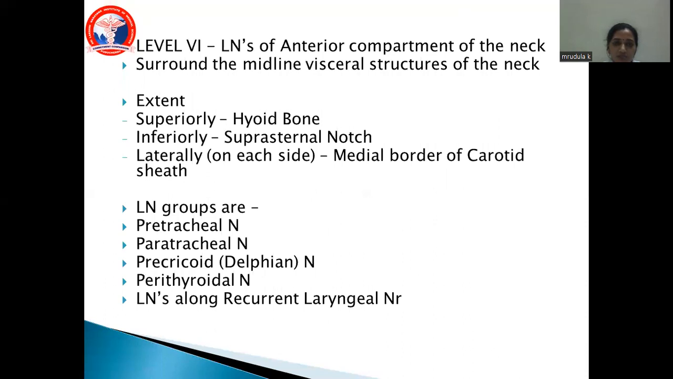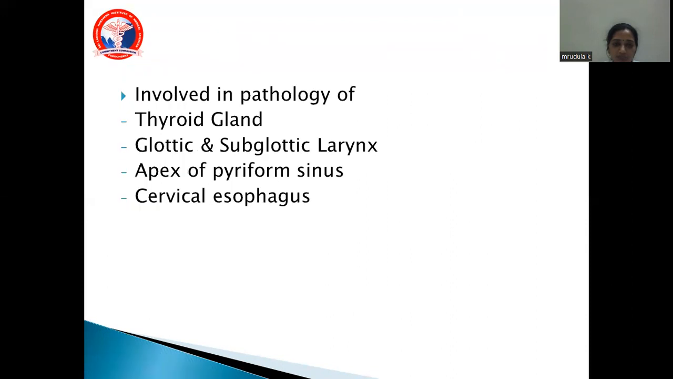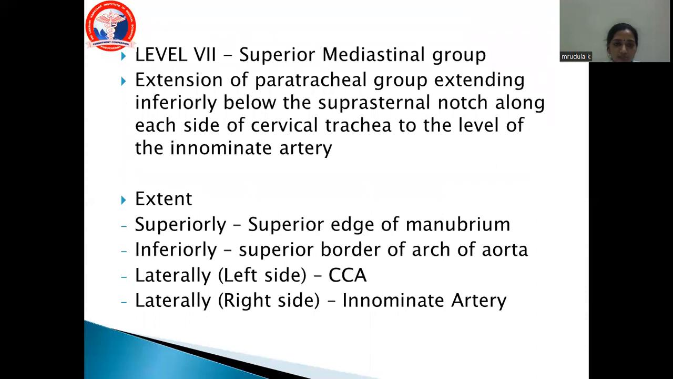And level 6, they are the lymph nodes of the anterior compartment of the neck. They surround the midline visceral structures of the neck. The extent is superiorly the hyoid bone, inferiorly the suprasternal notch, laterally the medial border of the carotid sheath on each side. So lymph node groups are pretracheal, paratracheal, precricoid, perithyroidal, and nodes along the recurrent laryngeal nerve. So it is involved in the pathology of thyroid gland, glottis, subglottis, larynx, apex of piriform sinus, and cervical esophagus.